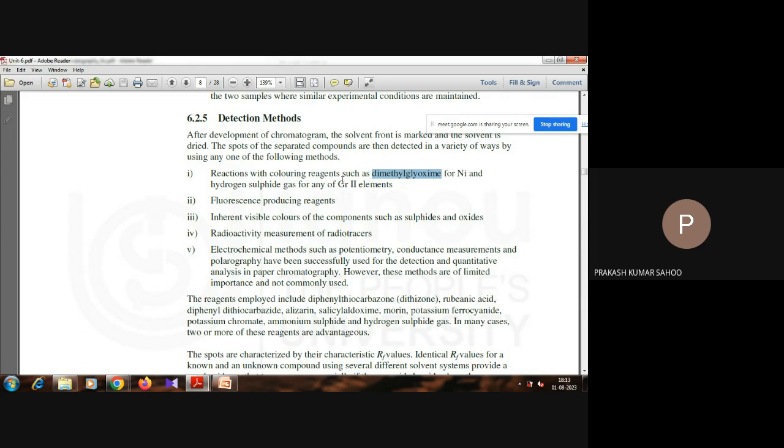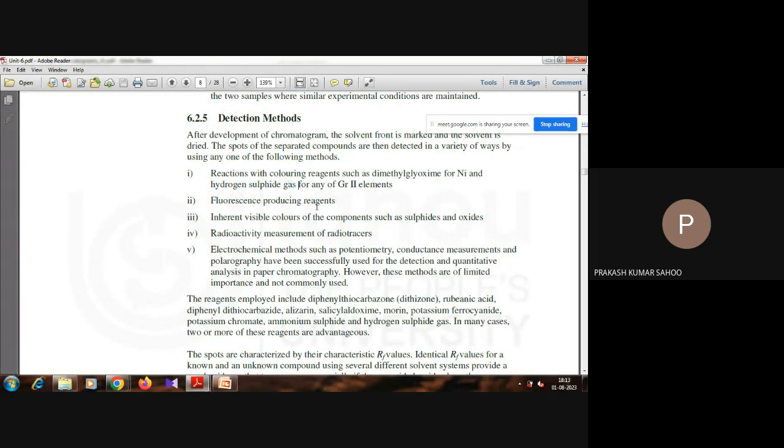These are just examples. If we predict that nickel might be present in my sample, then we have to put this paper in the dimethylglyoxime solution. If group 2 elements are present, such as barium, beryllium, magnesium, we have to react with the hydrogen sulfide gas from your Kipp's apparatus.